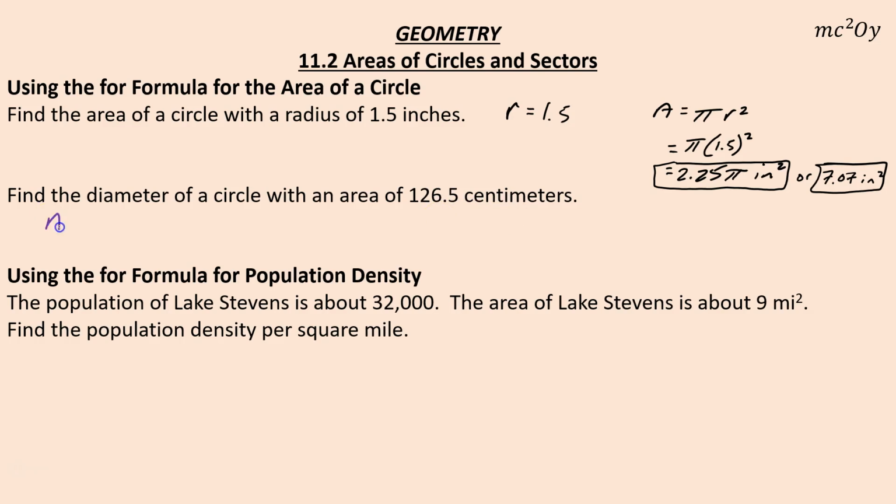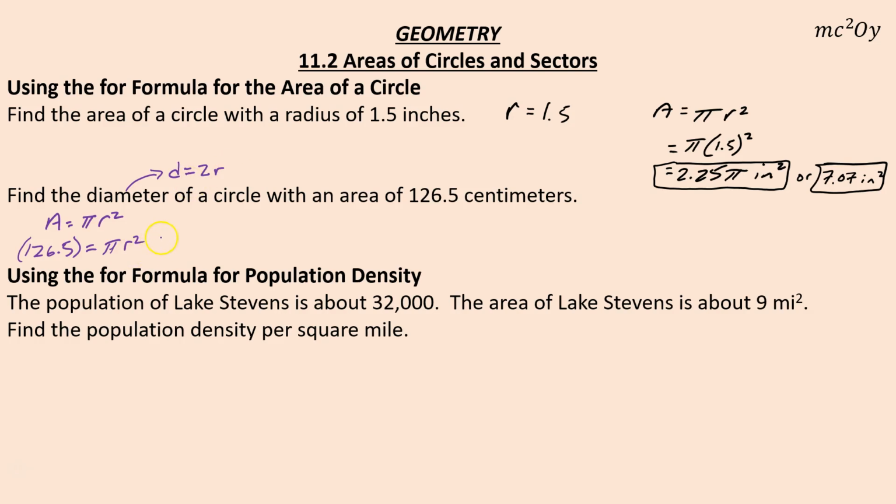Well, once again, if I know the area of a circle, that's equal to pi r squared. Substituting the pieces in, I know the area is 126.5. That's equal to pi r squared. Now they're not asking for the radius, which is the only variable we could solve for here. They're asking for the diameter. But remember, the diameter, d, equals 2 times the radius. So if I can find r, then I can substitute that in and double it and find the diameter.